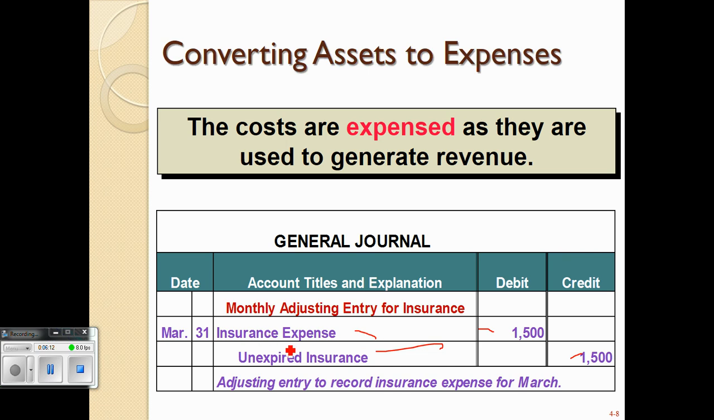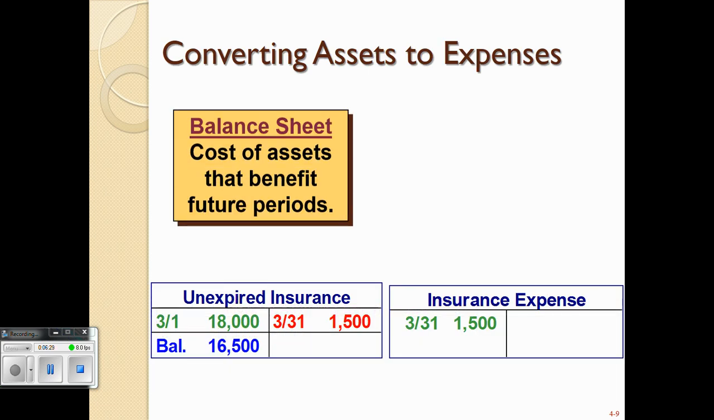Notice it's an expense. How do we get expenses to go up? We debit them. Unexpired insurance is an asset. How do we get assets to go down? We credit it. So this fits exactly with the overall debit and credit policies and ideas that we were talking about in the last couple of chapters.